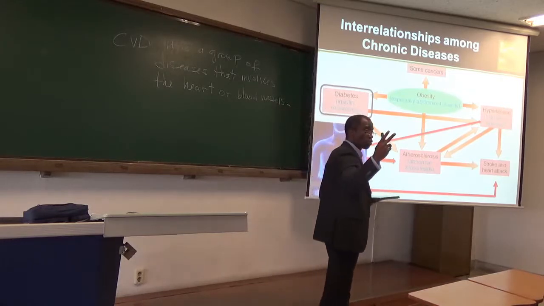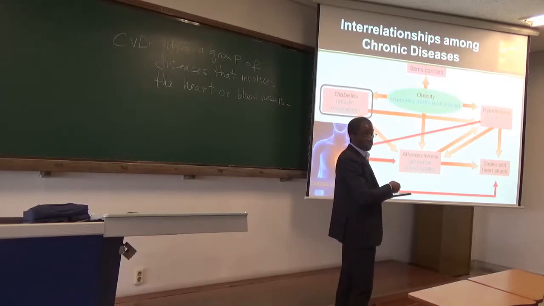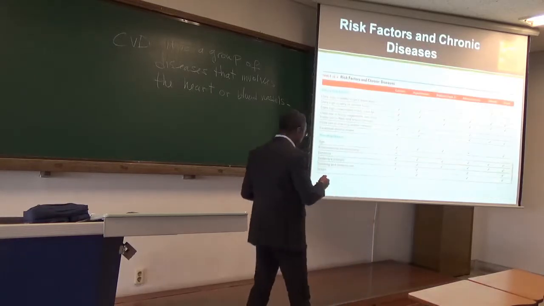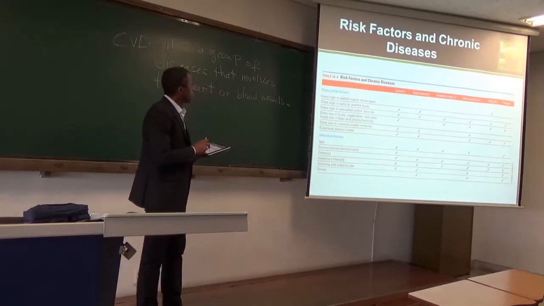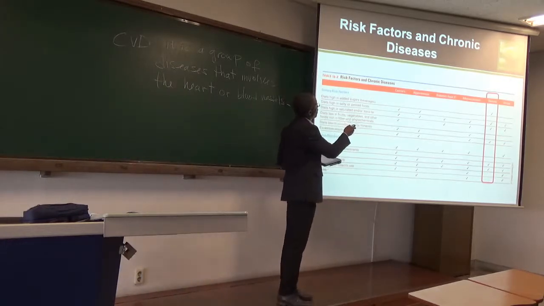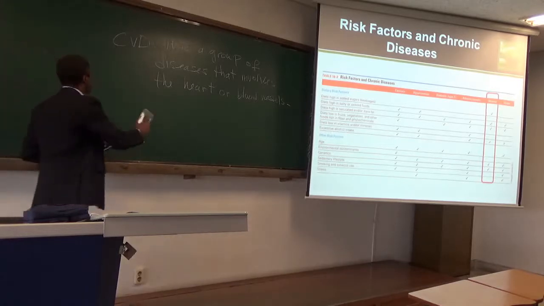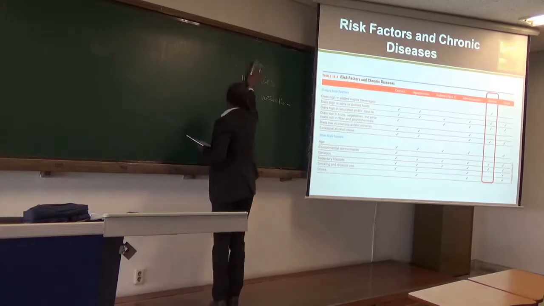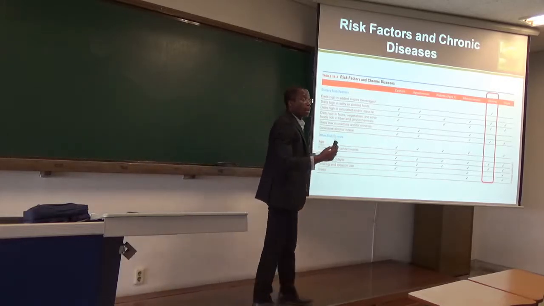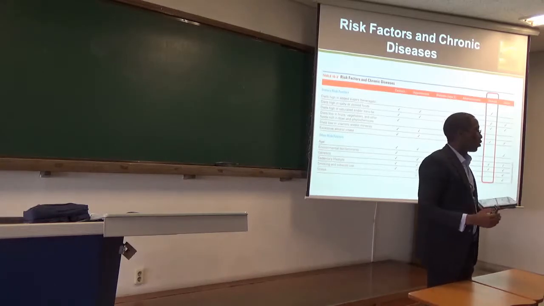So we look at the two important factors here: high blood pressure and atherosclerosis, which is central to heart disease or cardiovascular disease. Here you can see, basically it's the same thing that you saw in the picture. So we have obesity. On your PPT, I put risk factors and chronic diseases. Obesity being central, being like the main point, right? Basically, because of obesity, we are opening doors for different chronic diseases.